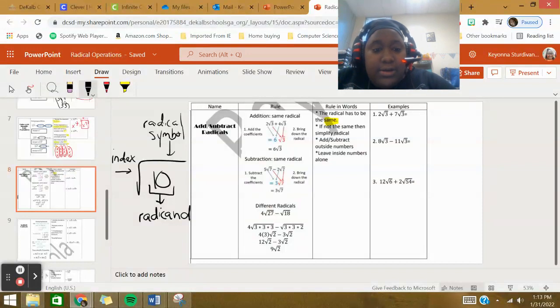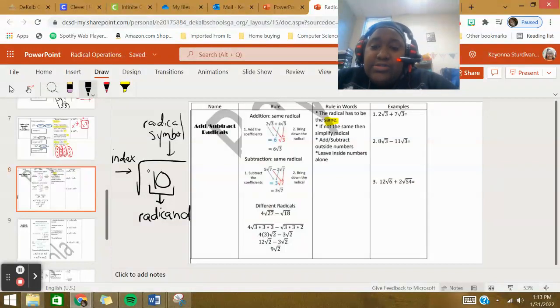Okay. All right. So if they're not the same, the rule says if it's not the same, then simplify radicals, add, subtract the outside numbers, leave the inside numbers alone. Okay, so these are the rules.